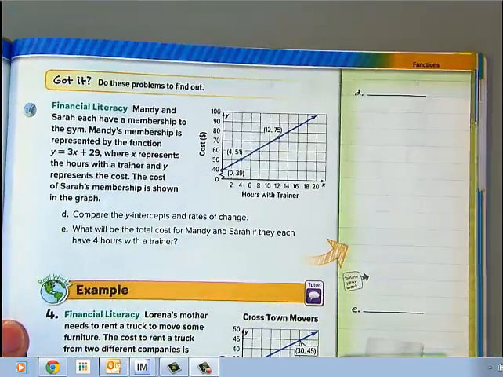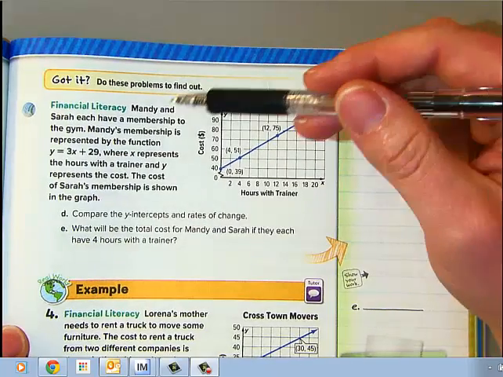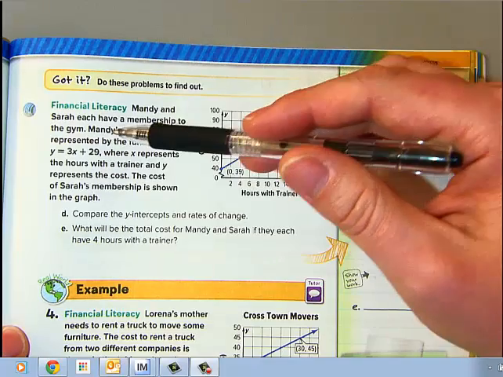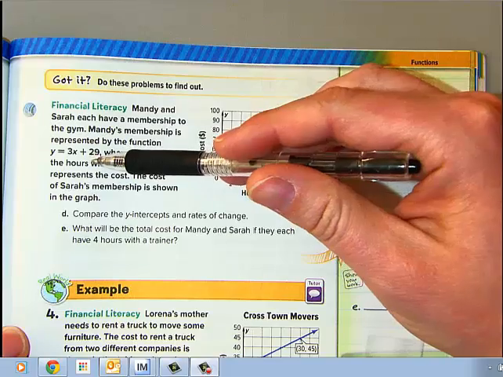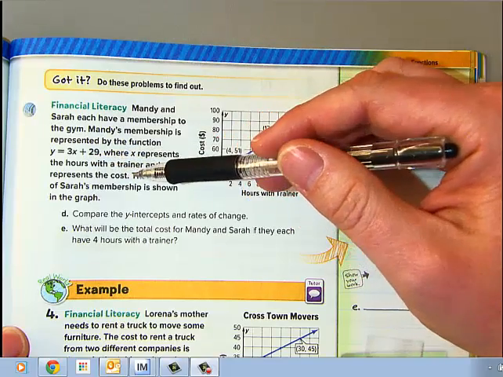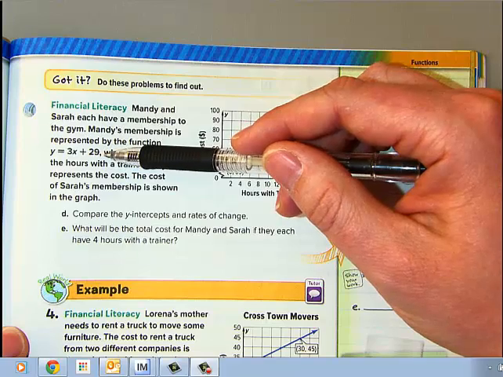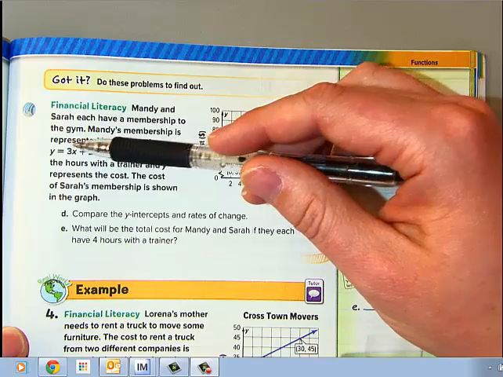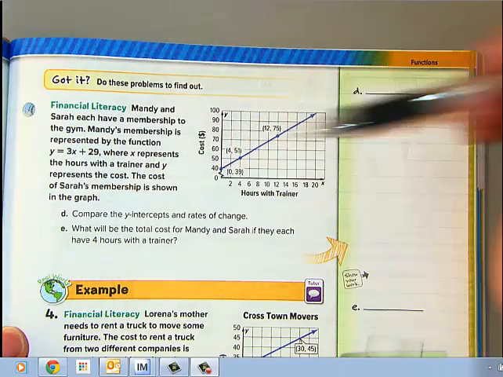Okay. Now look over here. We need to apply that same idea to this one that's not done for us. It says Mandy and Sarah each have a membership to the gym. Mandy's membership is represented by the function y equals 3x plus 29, where x represents the hours with the trainer and y represents the cost. So it's $29 just to go to the gym. That's the base rate that doesn't change. Then it's $3 an hour basically for the personal trainer. The cost of Sarah's membership is shown in the graph.